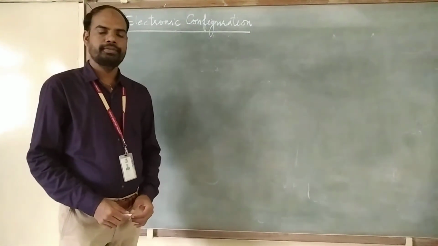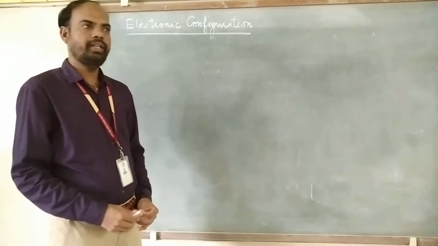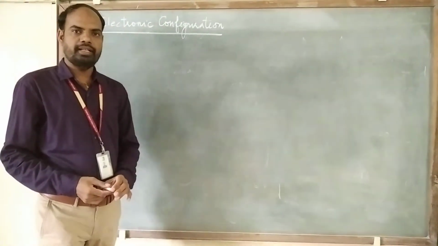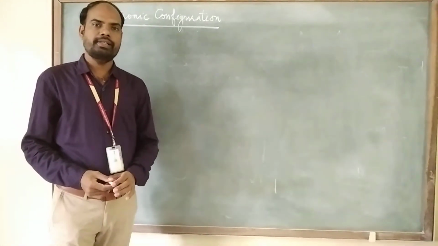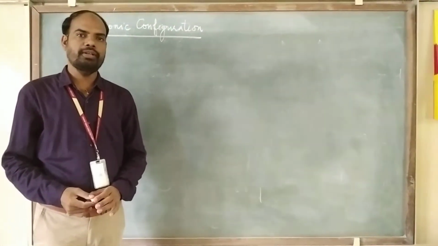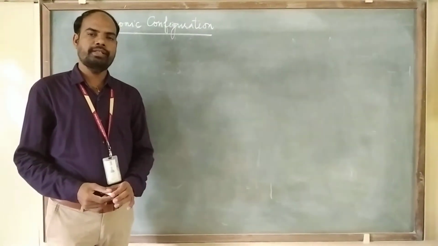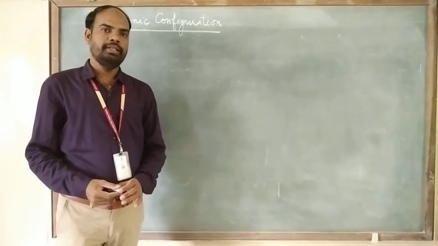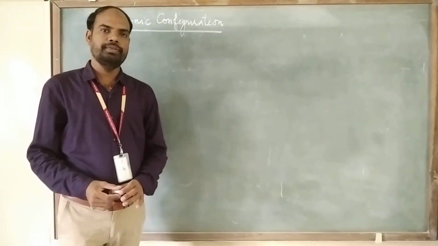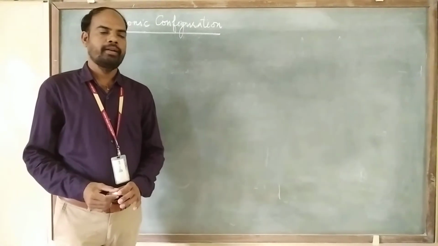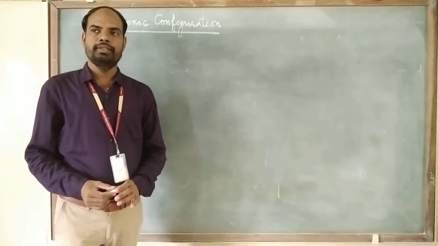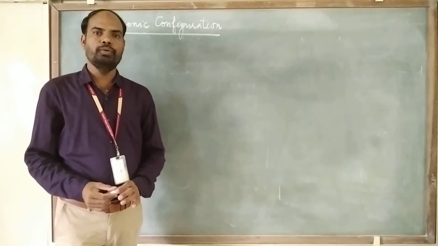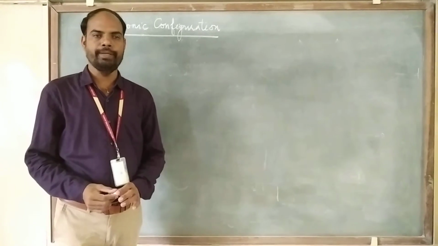Hello friends, in this video we will study electronic configuration. Electronic configuration is the systematic arrangement or distribution of the electrons into the various orbitals of an atom of any element. This electronic configuration is governed by three rules: the Aufbau principle, Pauli's exclusion rule and Hund's rule of maximum multiplicity.